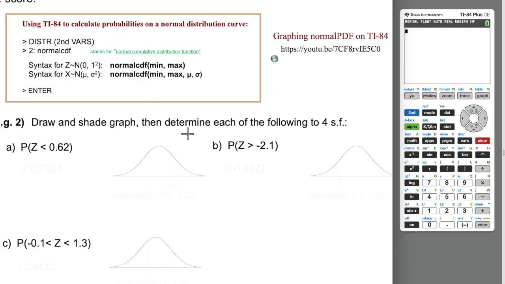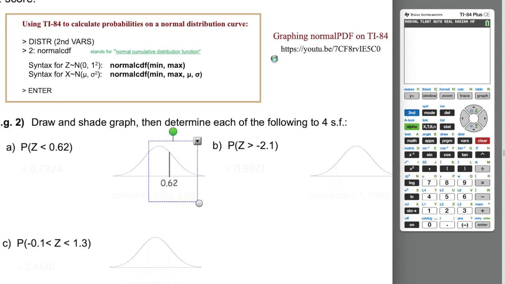So example 2: draw a shaded graph and then determine each of the following to 4 significant figures. A. P of Z less than 0.62. Notice how the Z-score is positive. Which side of the mean do you think it's going to rest on? Positive distance, of course, to the right. Is it going to be very far from the mean or not too far? Think about the sectioning of 68%, 95%, 99.7% being 1, 2, 3 sigmas away from the mean. 0.62 is relatively small, less than 1, so it should be rather close.